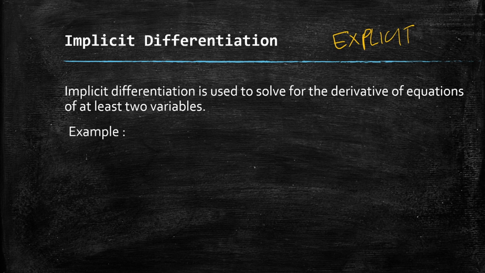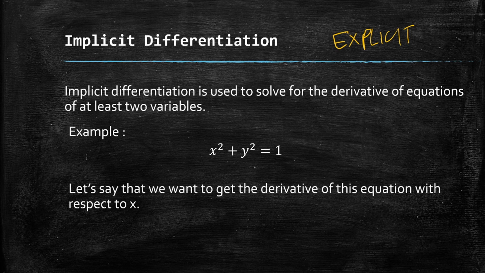So let's try to have an example. Let's have the equation of a circle. Take note, this is the equation of a circle, which is x squared plus y squared equals 1. Specifically, this is an equation of a unit circle. And what if we're asked to find the derivative of y with respect to x? So let's say we're going to get the derivative of this equation with respect to x.